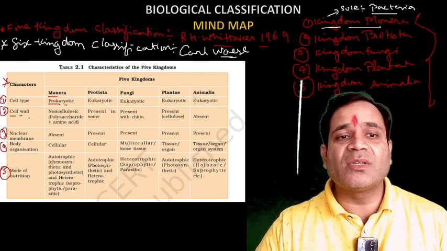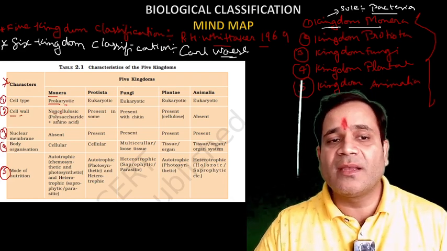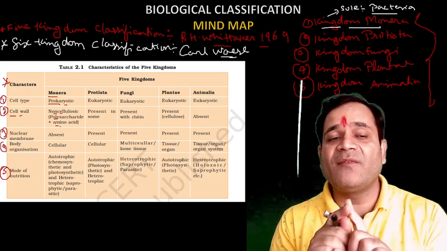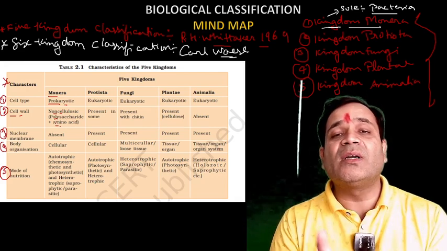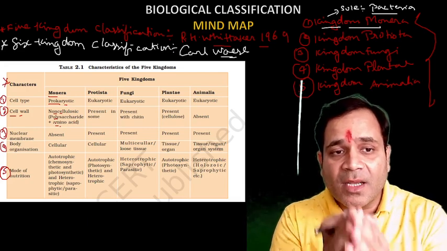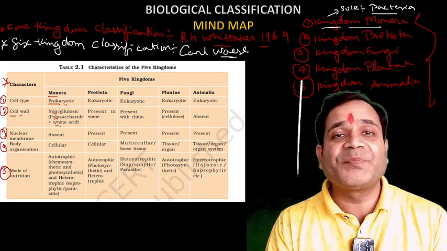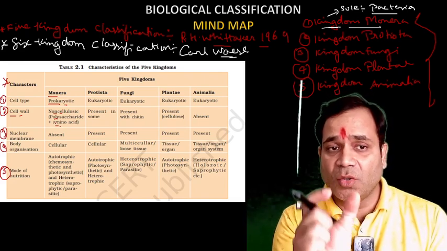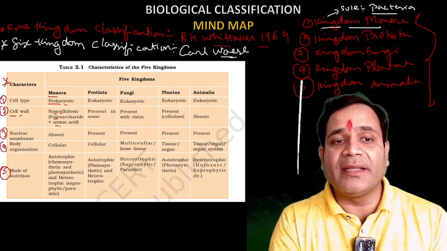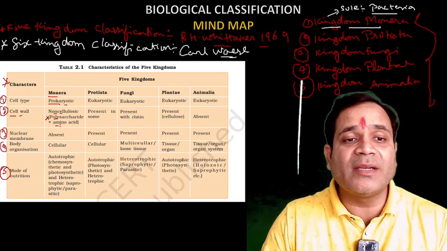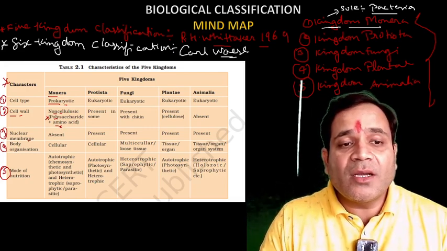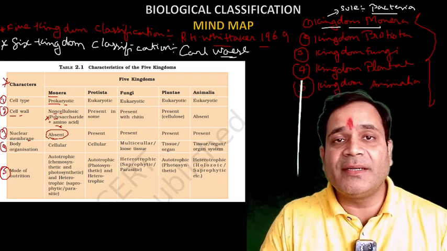The second thing is the cell wall, which is made of non-cellulosic polysaccharide along with amino acid. See what I'm saying: if I ask what the cell wall of kingdom Monera is made up of, it is non-cellulosic, meaning they do not bear cellulose. So what is included there, my dear, is polysaccharides along with amino acids. Correct? Is the nuclear membrane present here? No, my dear. The nuclear membrane is absent.